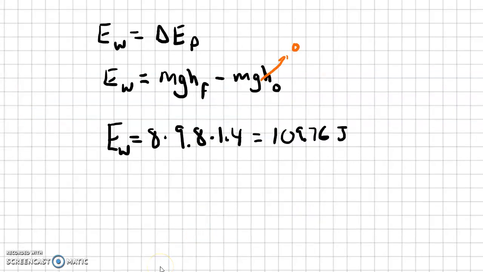After I substitute my numbers in, the mass of the backpack is 8 kilograms, the gravity, of course, is 9.8 newtons per kilogram, and the height that we bring it to is 1.4 meters. We multiply those out, and I end up with an amount of work equal to 109.76 joules. If we wanted to, we could round this off to about 110 joules of work. All right, let's take a look at the next phase of motion.